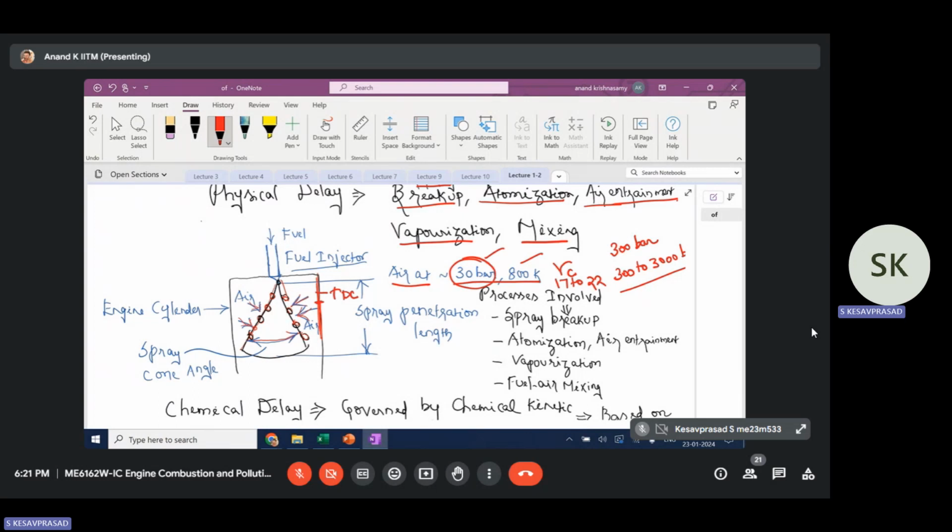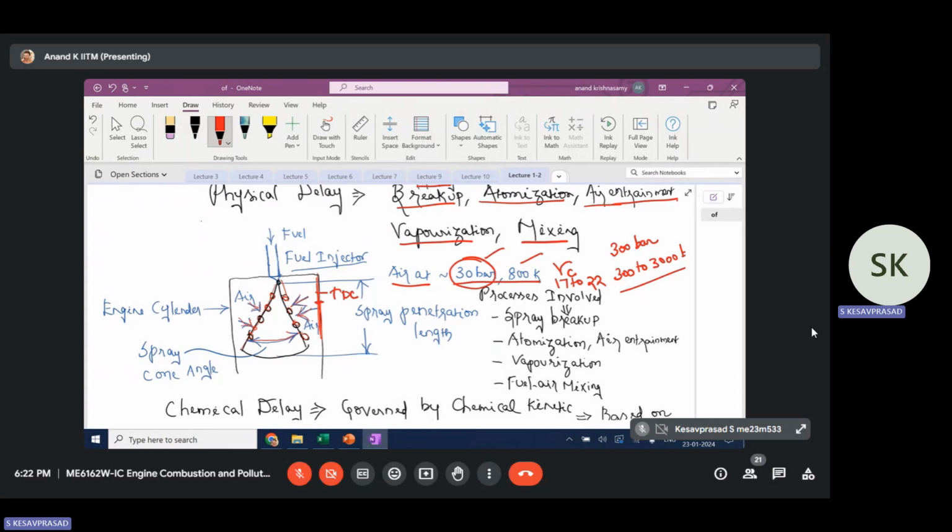These are some typical numbers I have given. So when you spray fuel at a high pressure, the fuel will have to encounter air resistance because the air is at high pressure and high temperature. So you have dense air inside the engine cylinder and you are spraying fuel into it, right? Once you spray fuel into the air at this condition, the fuel will form a finite profile, which is shown here. It's a typical spray profile.